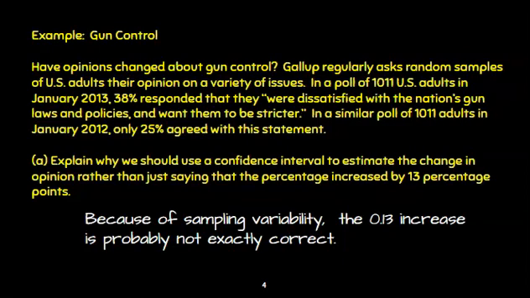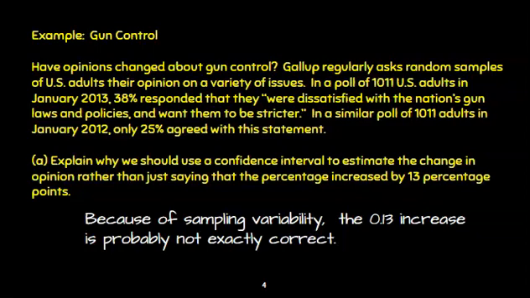All right, so let's look at this example. Have opinions changed about gun control? Gallup regularly asks random samples of U.S. adults their opinion on a variety of issues. In a poll of 1,011 U.S. adults in January 2013, 38% responded that they were dissatisfied with the nation's gun laws and policies, and they want them to be stricter. In a similar poll of 1,011 adults in January 2012, only 25% agreed with the statement.